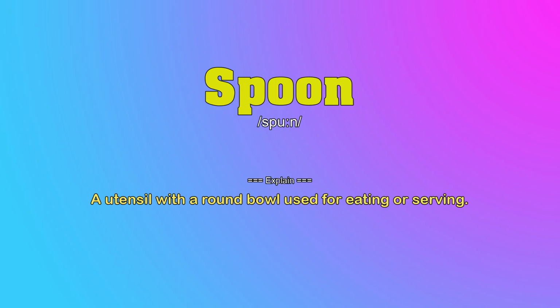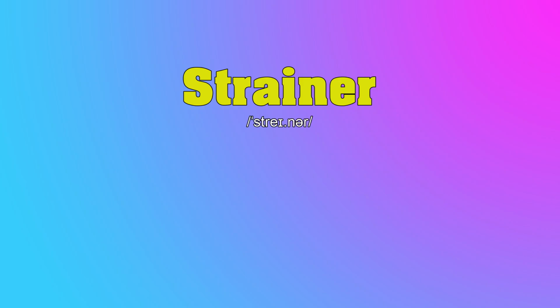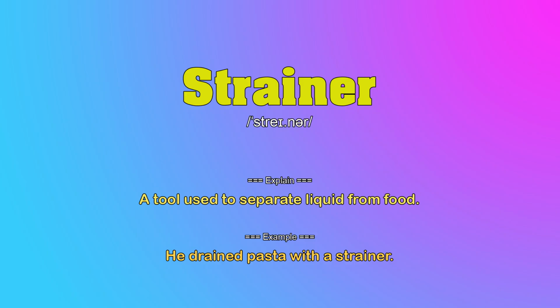Spoon. A utensil with a round bowl used for eating or serving. He stirred his coffee with a spoon. Strainer. A tool used to separate liquid from food. He drained pasta with a strainer.